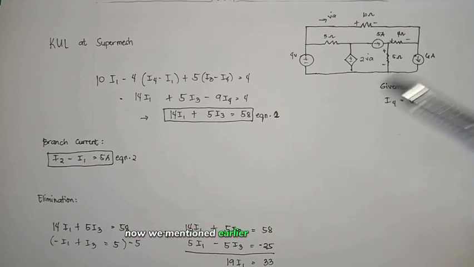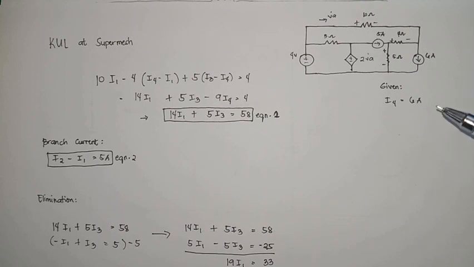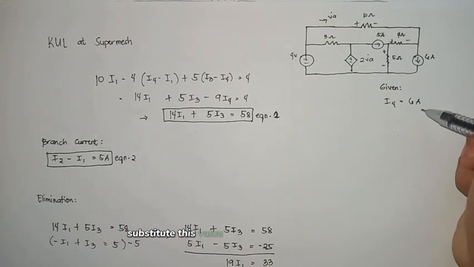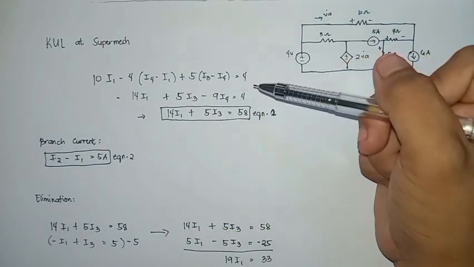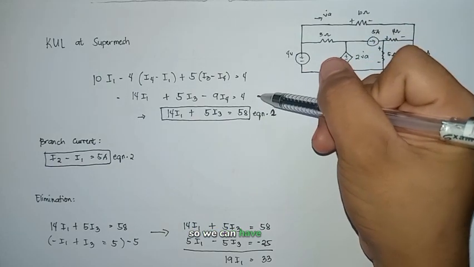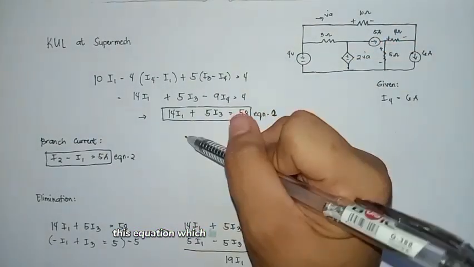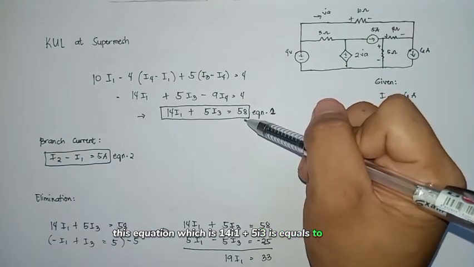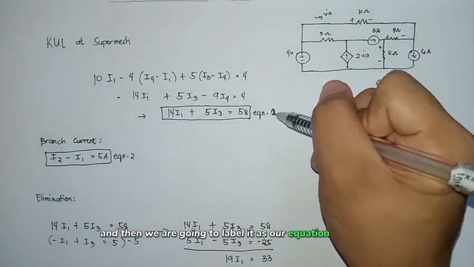Now, we mentioned earlier that the current flowing through mesh 4 is equal to 6 amperes. So we are going to substitute this value in this equation, so we can have this equation, which is 14I1 plus 5I3 equals 58. And then we are going to label it as our equation 1.